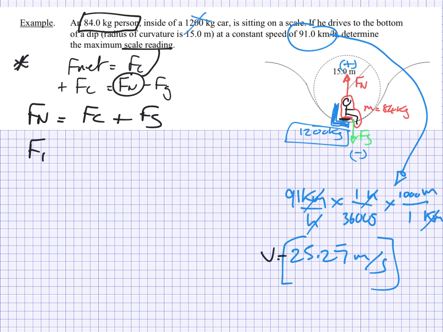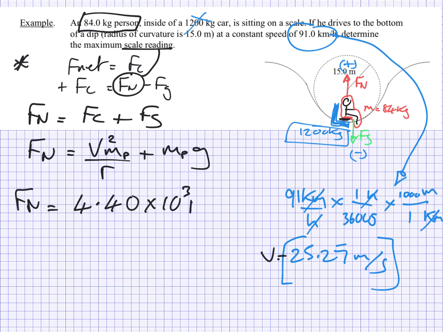So let's solve for Fn. Now I've got velocity, so I'm going to use v squared m of the person over this radius plus the mass of the person times gravity. And if you plug those numbers in, you're going to get 4.40, because we're in three significant figures here, times 10 to the 3 newtons.